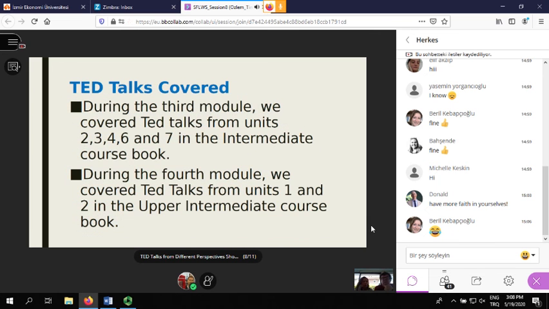So, these are the units we covered and the books that we used. It shouldn't take long to focus on. Let's move on.